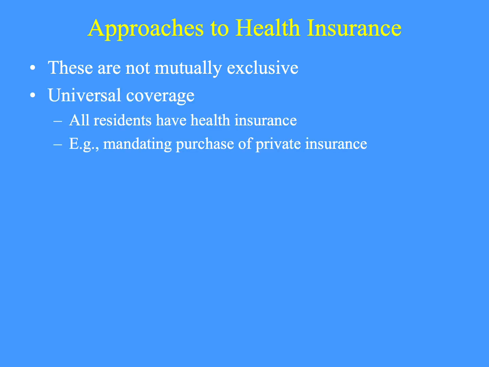There are three major features of health insurance. The three are different. They are not mutually exclusive, but nonetheless, they are often treated as synonyms. The first feature is universal coverage. It means that all residents have health insurance. One way of achieving universal coverage, as Switzerland does, is simply to require that everyone purchase private health insurance.